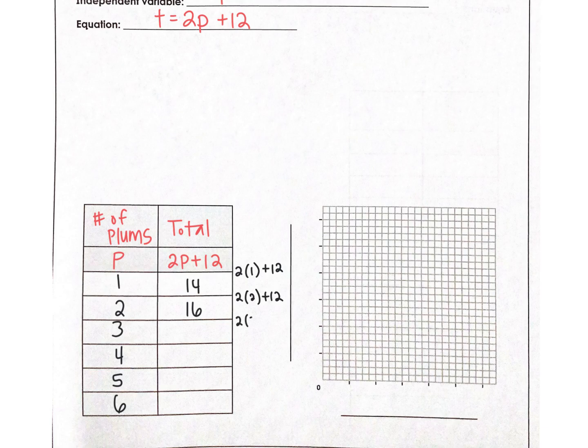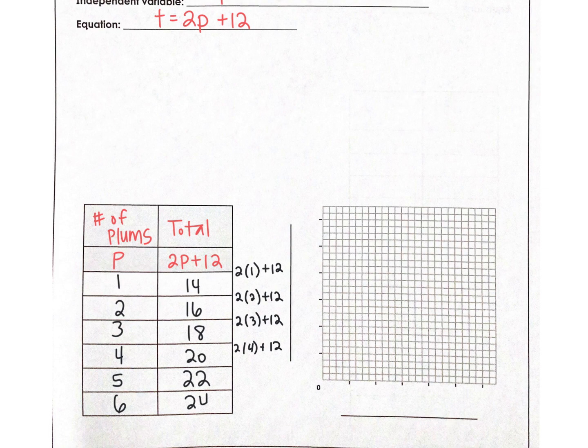Now I'll plug in 3 for P. 2 times 3 is 6, plus 12 is 18. Then 2 times 4 for P, plus 12 is 20. I'm going to stop writing that part out because I think we're starting to pick up on it. But if you'd like to keep writing what you're plugging in for P, you can. The next one would be 22, and then last would be 24. Okay.